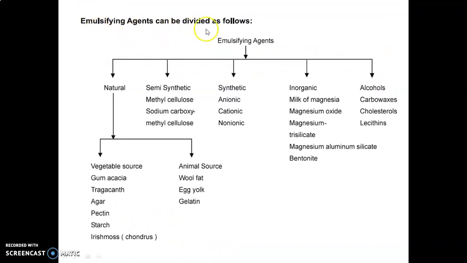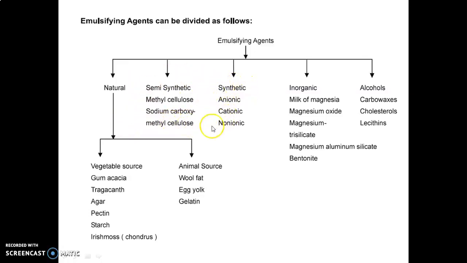The emulsifying agents can be divided as follows. The emulsifying agents are natural, semi-synthetic, synthetic, inorganic, and alcohols. In natural there are 2 types, vegetable source and animal source. In vegetable we have gum acacia, tragacanth, agar, pectin, starch, then chondrus, and animal source means wool fat, egg yolk, gelatin. Semi-synthetic: methyl cellulose, sodium carboxymethyl cellulose, that is sodium CMC.